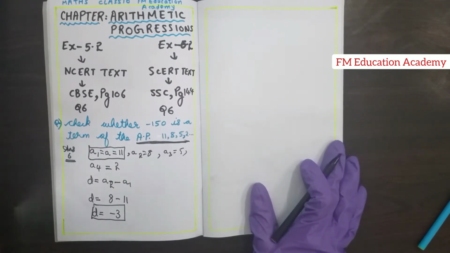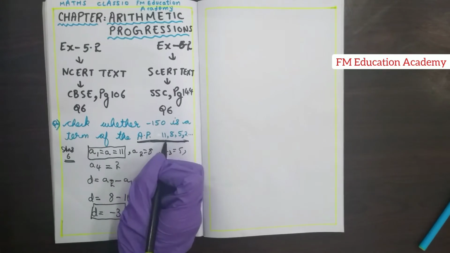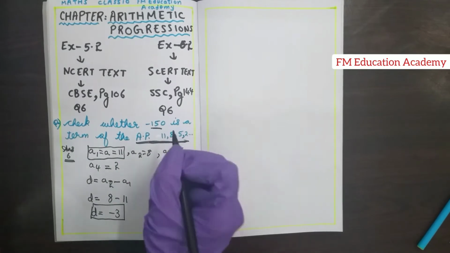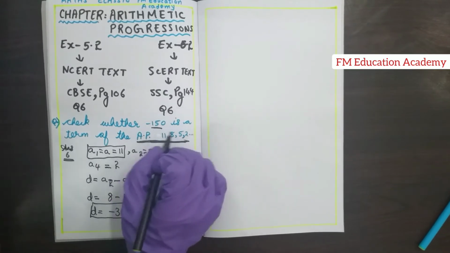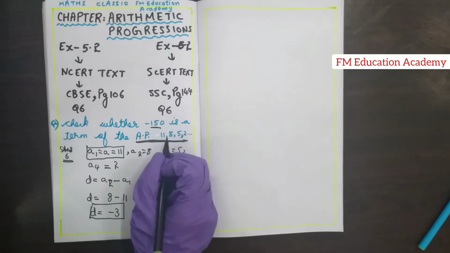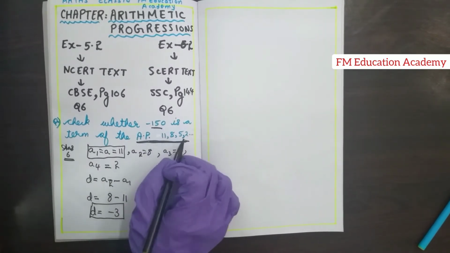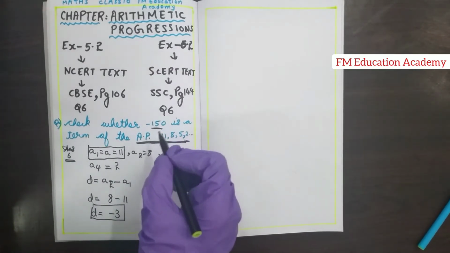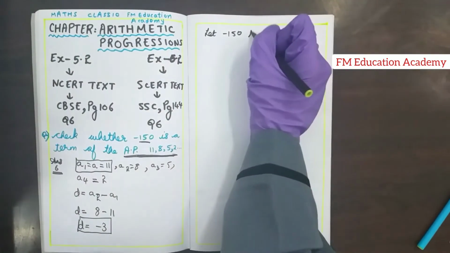Now I'm not given the value of an and I'm not given the value of n either. But I'm given one hint: I have to check whether minus 150 is a term of the AP 11, 8, 5, 2 and so on. That means minus 150 can be a term of the AP, just like 11, 8, 5 and 2 are terms of the AP. I have to check whether minus 150 will fit this AP series or not. So let minus 150 be the nth term of the AP.